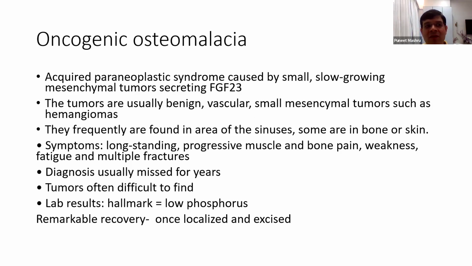So anybody having a phosphorus of less than 2, we must go in detail and evaluate in detail. We must look for renal tubular acidosis. We must look for oncogenic osteomalacia. Look for whether they are on any medicines, like in HIV, tenofovir can cause osteomalacia. These are important things that we must look at.